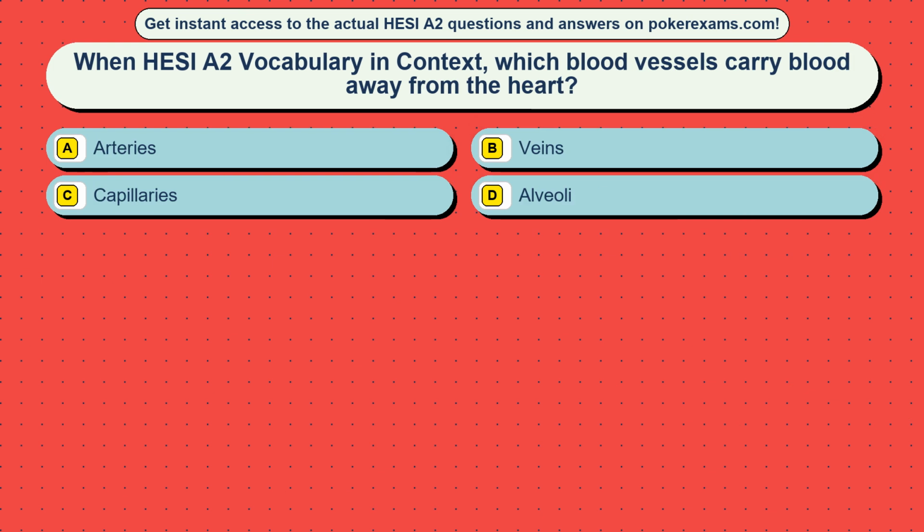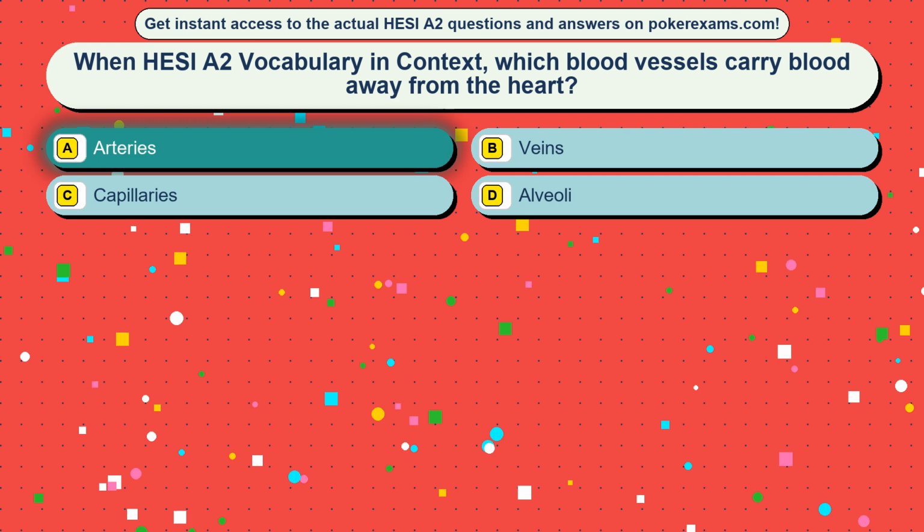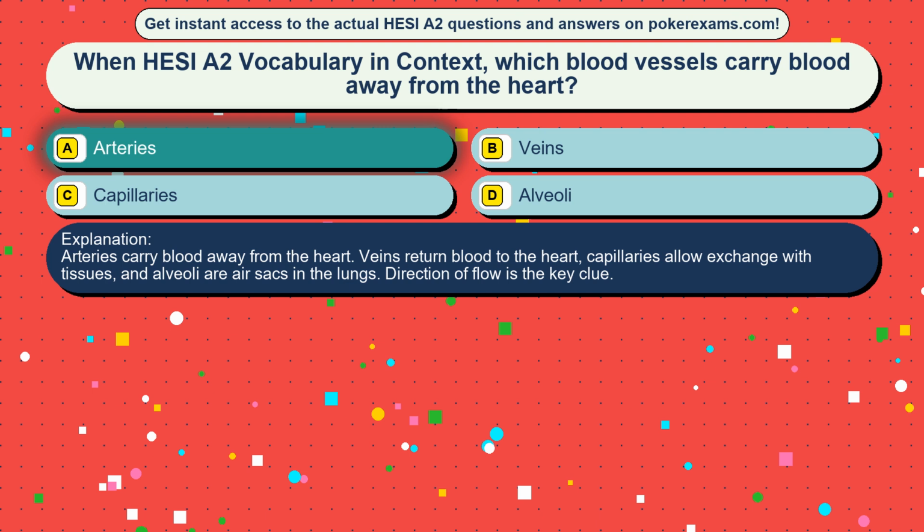Question 29. When HESI A2 vocabulary in context, which blood vessels carry blood away from the heart? Option A, arteries. Option B, veins. Option C, capillaries. Option D, alveoli. The correct answer is option A, arteries. Arteries carry blood away from the heart. Veins return blood to the heart, capillaries allow exchange with tissues, and alveoli are air sacs in the lungs. Direction of flow is the key clue.